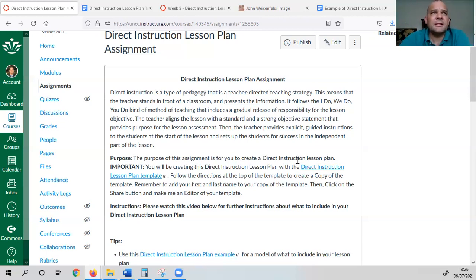Direct instruction lessons are very common in literacy, especially starting off a unit, and can be very common in social studies as well. But you can see direct instruction in science and math as well as all other subject areas. So the purpose of this assignment is to have you create a direct instruction lesson plan, using the direct instruction lesson plan template.